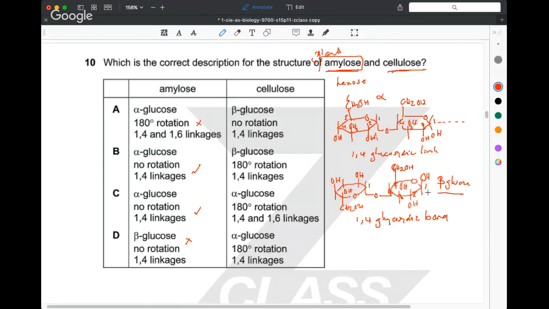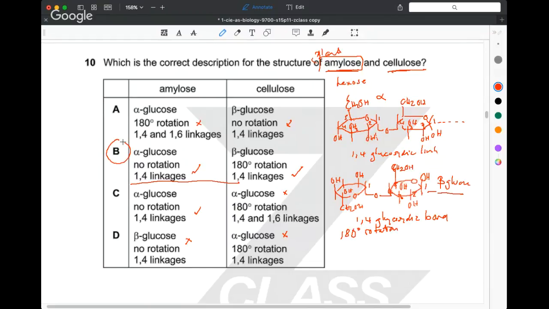And so the next one in the chain here would be flipped around 180 degrees, and then the next one another 180 degrees, and so on. And so for cellulose, you've got 180 degree rotation between each monomer in the polymer chain. So let's go over here and see what we've got. Beta glucose, no rotation, that's not right. Beta glucose, 180 degrees rotation, 1,4 linkages, that's good. Alpha glucose, that's wrong. Alpha glucose, that's wrong. And so this line here, B, is the correct answer.